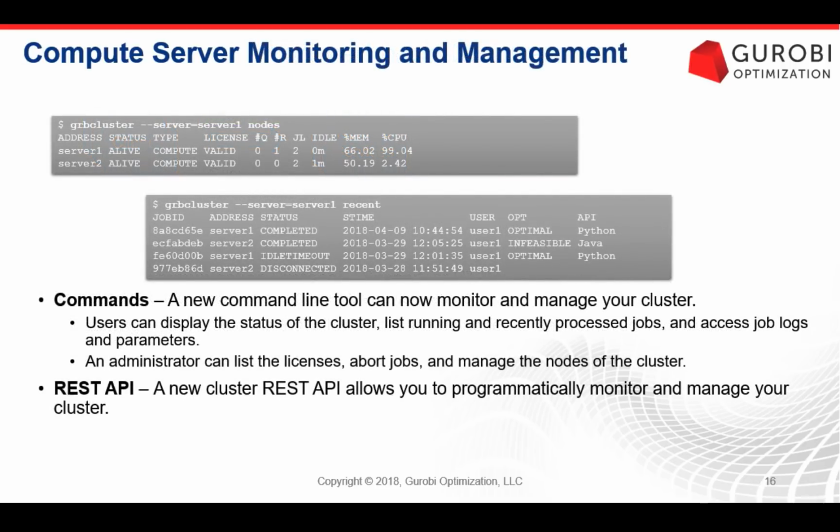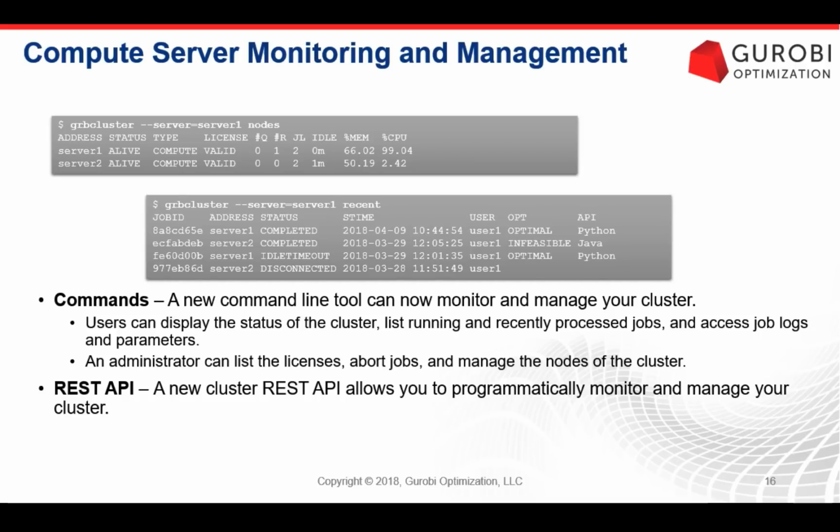Another thing we've added in the new compute server is a new command line tool called GRB Cluster. It gives the user a tremendous amount of ability to monitor what's going on in their compute server cluster. It gives the administrator a tremendous amount of ability to manage what's going on in the cluster. The user can look at the status of the cluster, see what nodes are up, what nodes are down. The user can get a list of all currently running jobs, and also a list of recently processed jobs, so they get historical information about what jobs have run recently.